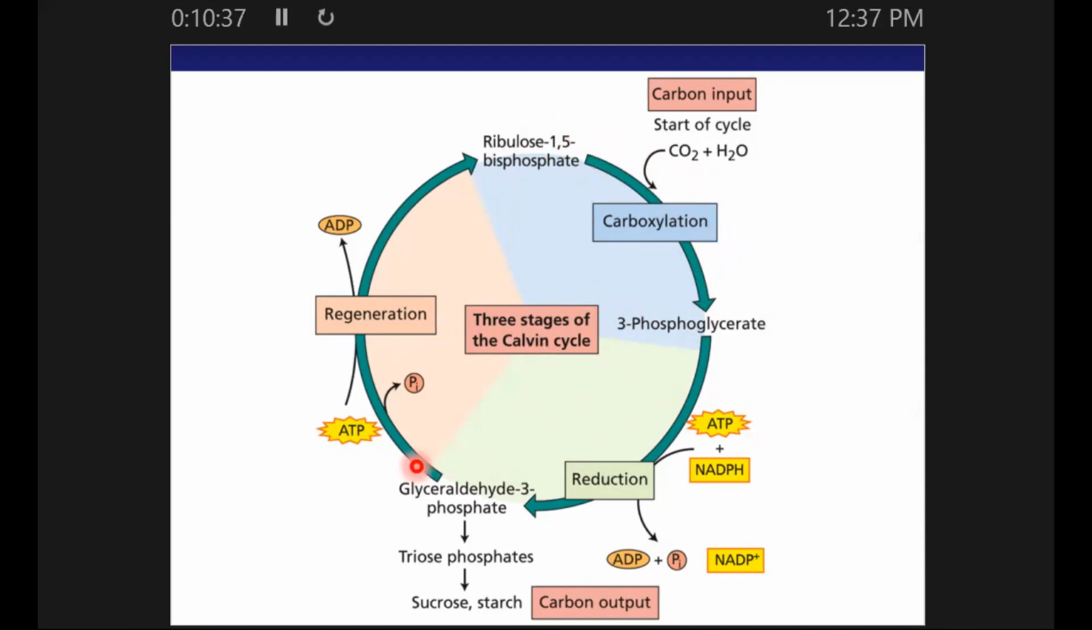All right, so in the reduction phase and in the regeneration, both of those have ATP input. And then reduction also has to have NADPH. So now you're starting to see the link where the light reaction products are coming into play here. But they don't come into play until reduction and regeneration.